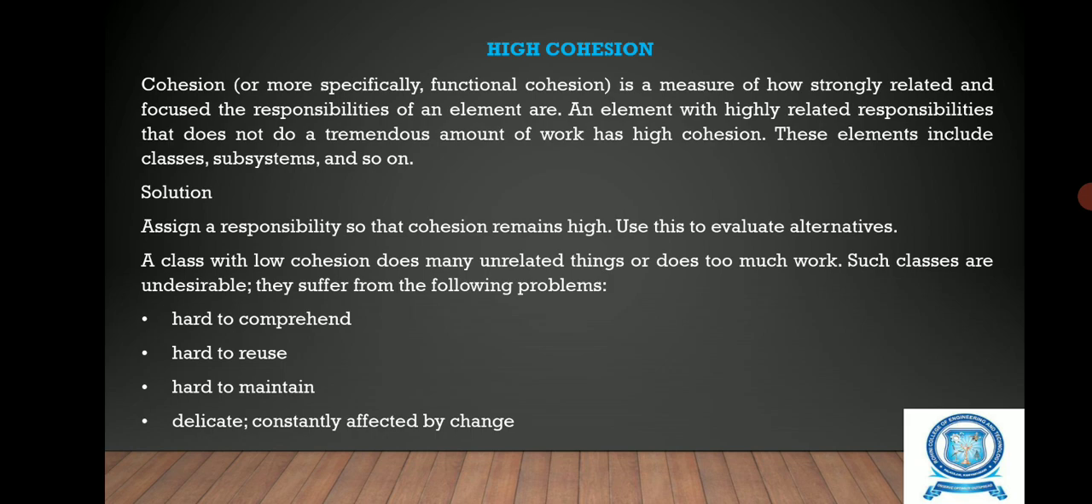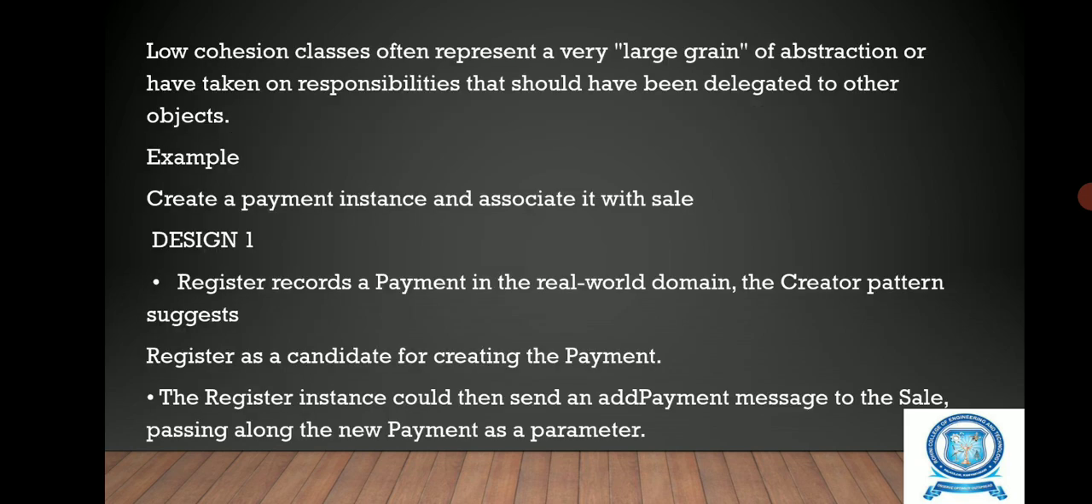A class with low cohesion does many unrelated things or does too much work. Such classes are undesirable. They suffer from the following problems: hard to comprehend, hard to reuse, hard to maintain, and constantly affected by change. Low cohesion classes often represent a very large grain of abstraction or have taken on responsibilities that should have been delegated to other objects.